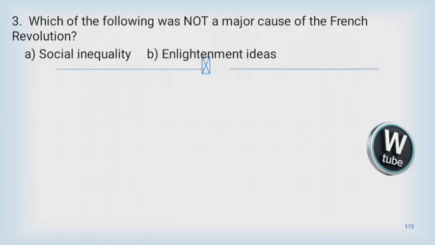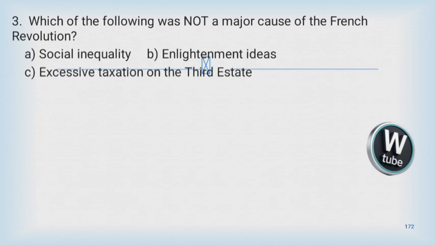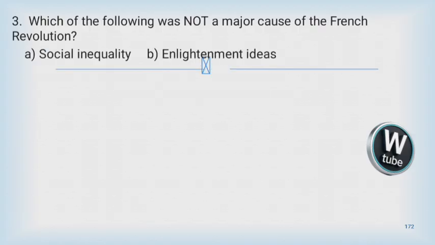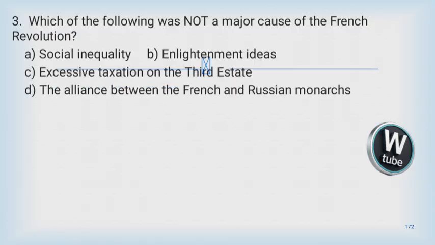A. Social inequality. B. Enlightenment ideas. C. Excessive taxation on the three estates, including the nobility, clergy, and commoners that includes peasants. D. The alliance between the French and the Russian monarchies.